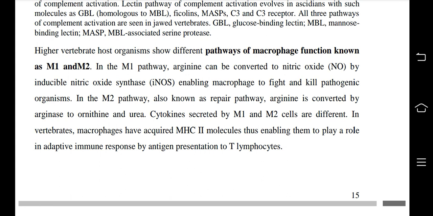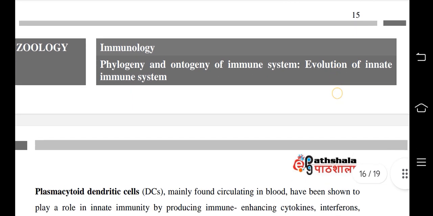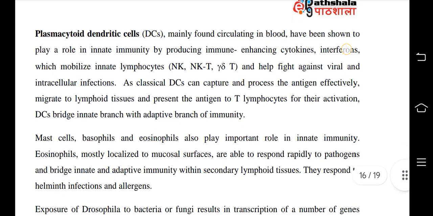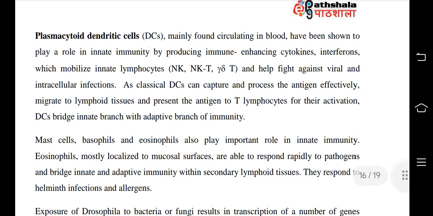In vertebrates, macrophages have acquired MHC2 molecules, thus enabling them to play a role in the adaptive immune response by antigen presentation to T lymphocytes. Then plasmacytoid dendritic cells, mainly found circulating in blood, have been shown to play a role in innate immunity by producing immune-enhancing cytokines, interferons, which mobilize innate lymphocytes, NK, NKT, alpha-beta T, and gamma-delta T cells, and help fight against viral and intracellular infections.